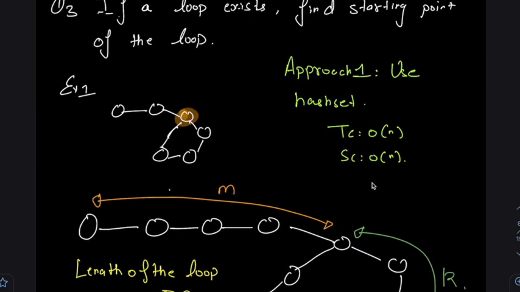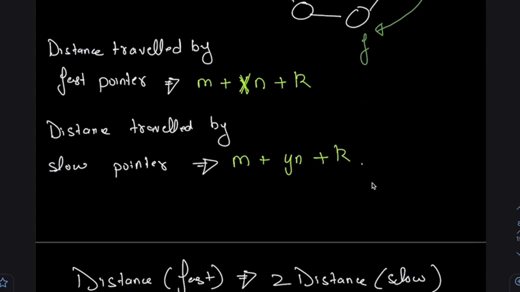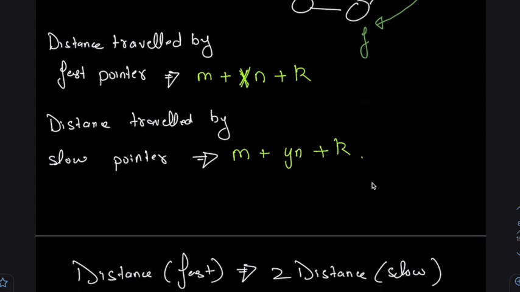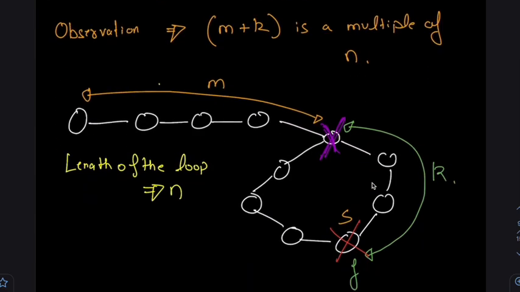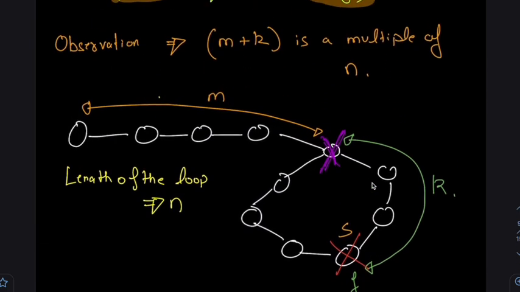Then the third question, a very interesting question. If a loop exists in a linked list, find the starting point of the loop. Again, slow and fast come into the picture. We use it to figure out whether a loop exists or not. And then to figure out the starting point of the loop, we did a lot of mathematics that day to understand how this solution works. So go through this part.